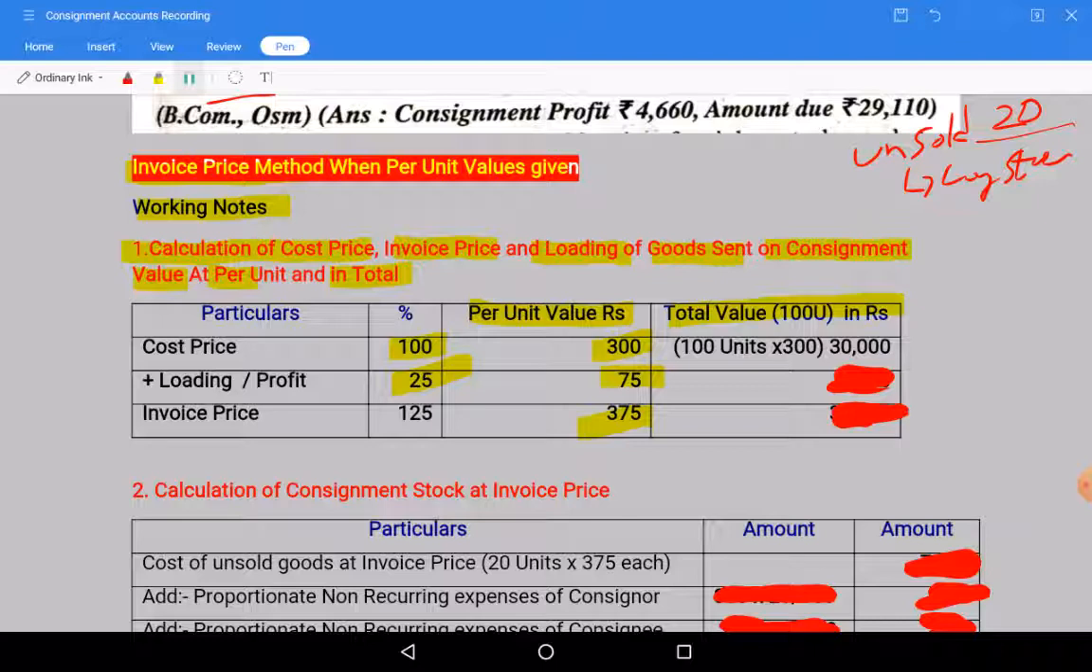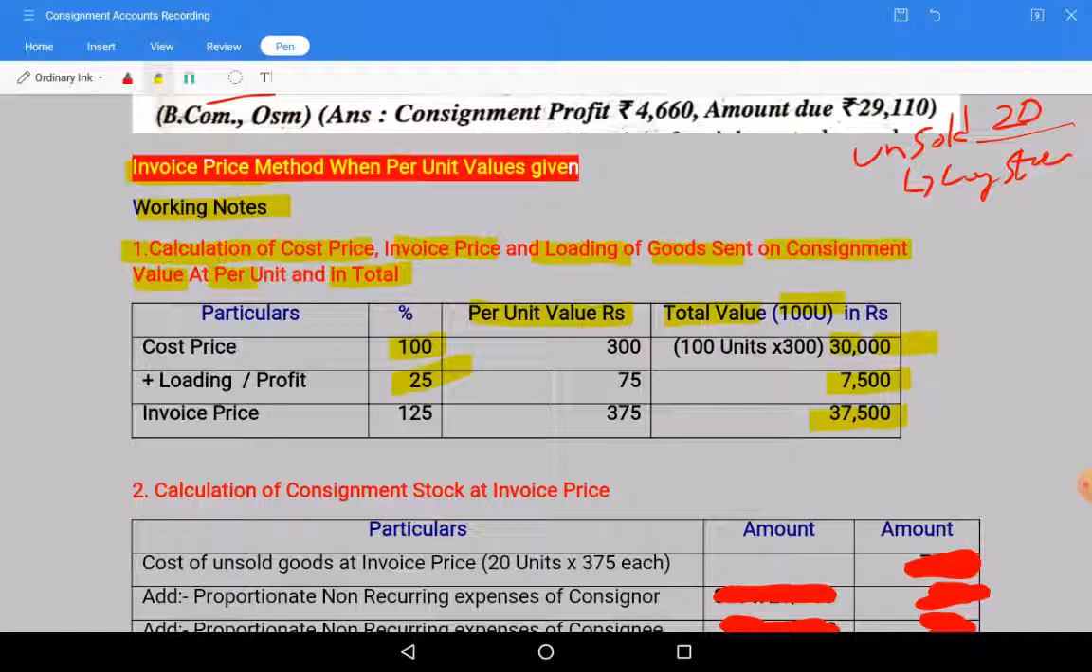100 units into 300, 30,000. 100 units into 75, 7,500. Because for 1 unit it is 300, for 100 units it is 30,000. For 1 unit it is 75, for 100 units, 100 into 75, 7,500. Similarly, 100 into 375, 37,500. Like that also you can do, or 30,000 plus 7,500, you will get 37,500 as total values for 100 units.